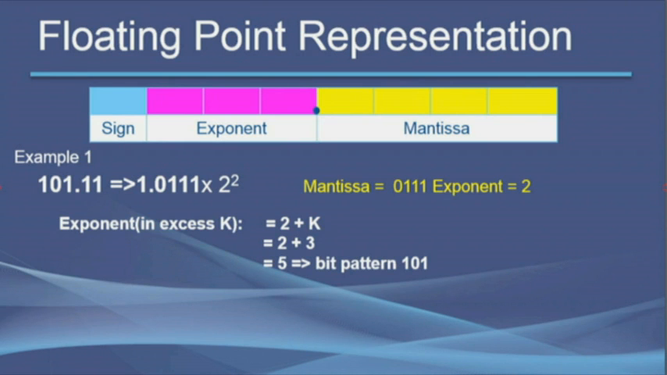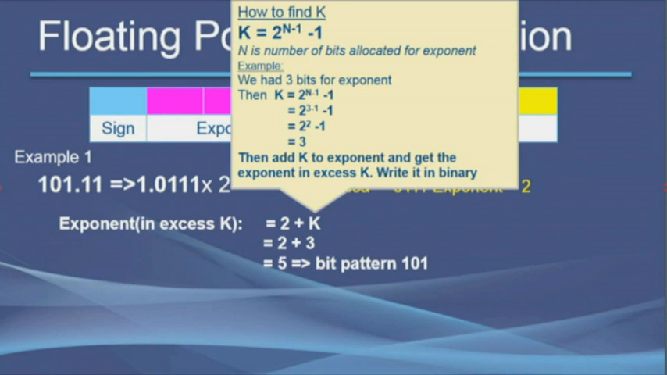We have another important theory, named excess-K. When we are representing the exponent in the floating point representation, we have to use excess-K notation. So what is this excess-K? You can see we have exponent 2 here, but we cannot simply put the binary pattern of 2 here. We have to represent this exponent with excess-K representation. So let's see how we calculate this K. How to find this K? There is a simple equation: K equals 2 to the power n minus 1, minus 1. Here n is the number of bits allocated for the exponent.